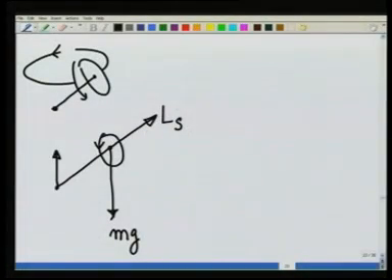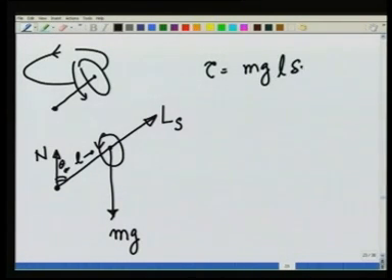We can, for the time being, assume that there is a normal reaction N which is equal to mg, so that the center of mass does not move up and down. What N and mg together do is provide a torque or a couple which is equal to, suppose this length is L and this angle is theta from the vertical, then the torque provided by them is mgl sine theta.